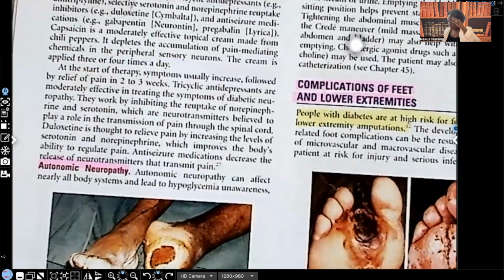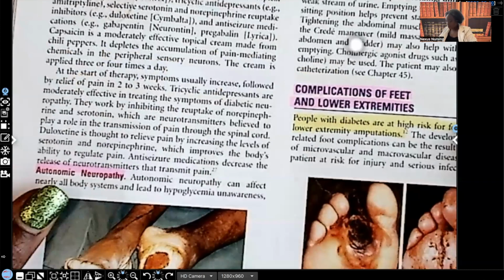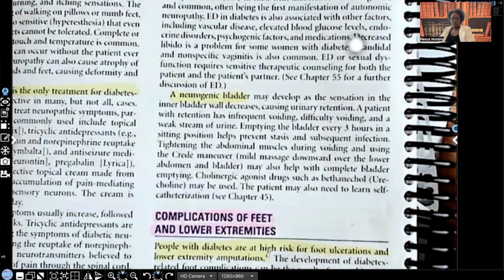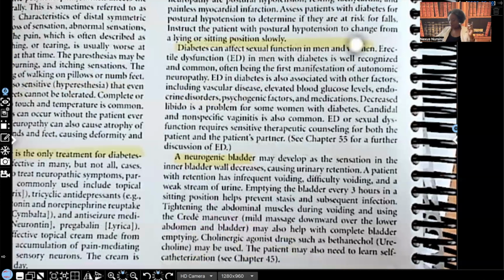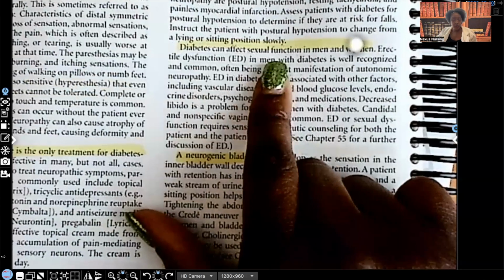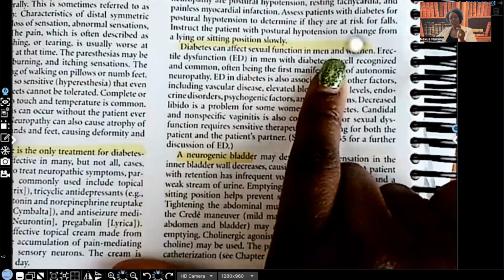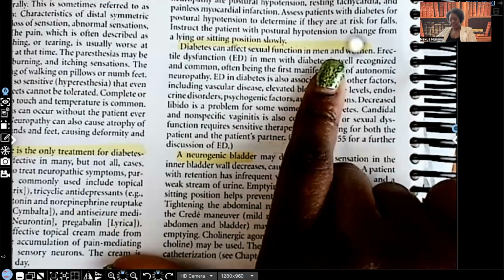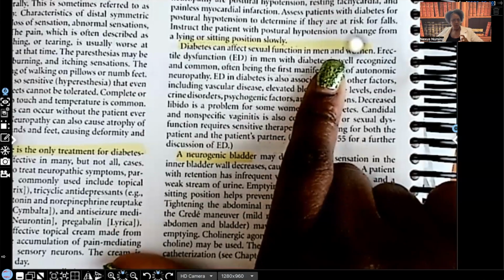Autonomic neuropathy. So autonomic neuropathy can affect nearly all body systems. This is important for you guys to know. Diabetes can affect sexual function in men and women. And let me tell you something. I tend to see this has more of an effect if a patient is close to being diabetic. We just see that hemoglobin A1C, it's normal, but it's slowly creeping up.